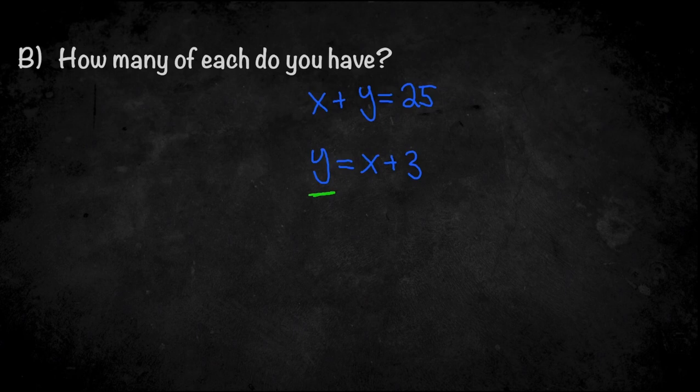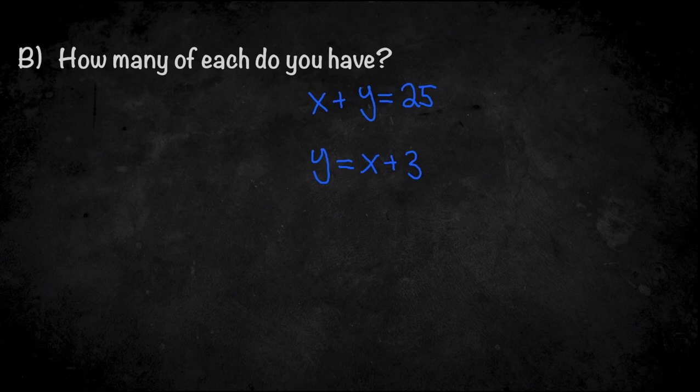So it says y equals x plus 3. So then we would take the x plus 3 here and substitute that for the y, which is how it got its name, substitution. And then we would just solve the equation, and that is the first step, and that only solves it for x. So let's do that now.